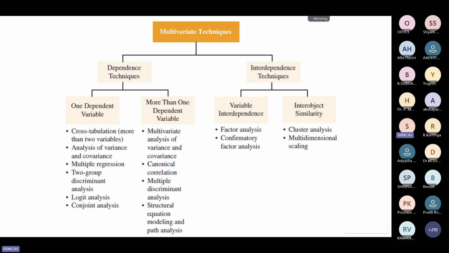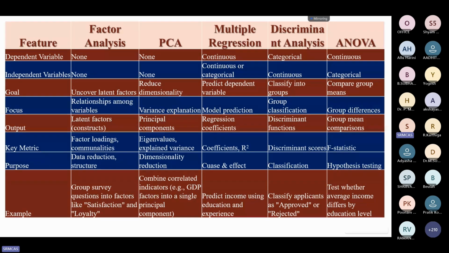Dependent techniques involve one dependent variable or more than one dependent variable. The one dependent variable case is regression, multiple regression, conjoint, these kinds of things. Then interdependence techniques: the variables that we discussed earlier are only interdependent, so there is no cause and effect. These are mostly dealt with by factor analysis, confirmatory factor analysis, cluster analysis, multi-dimensional scaling, and so on. Okay, so these are all the major multivariate techniques.